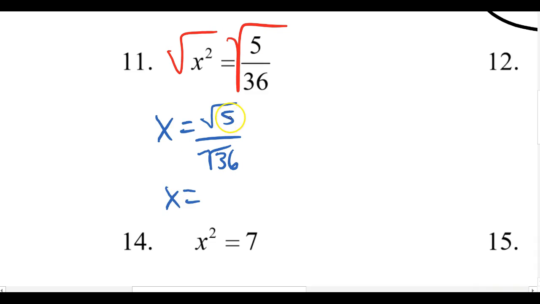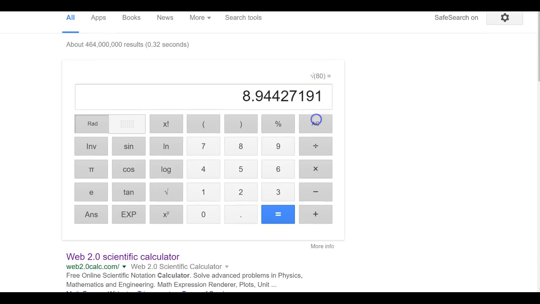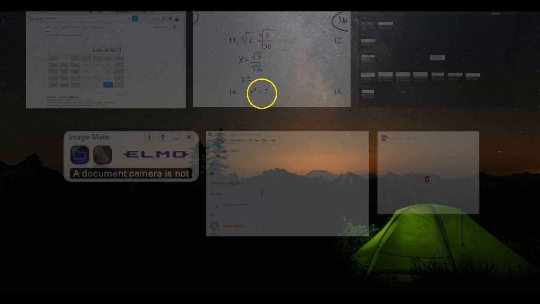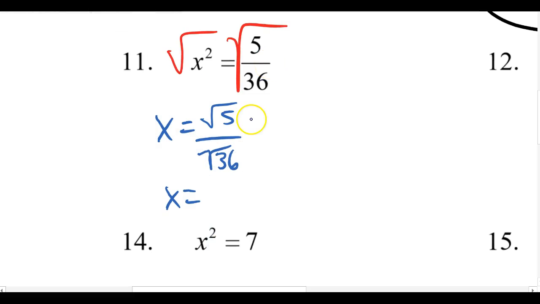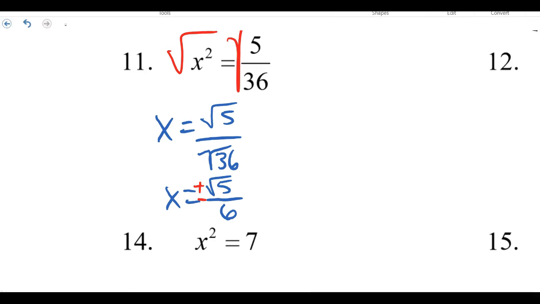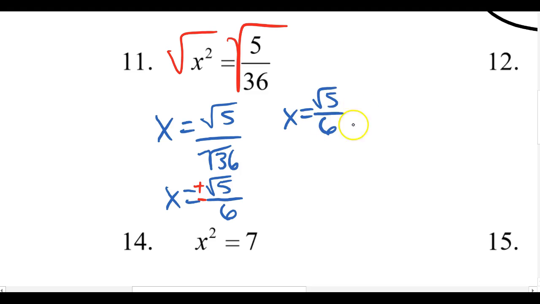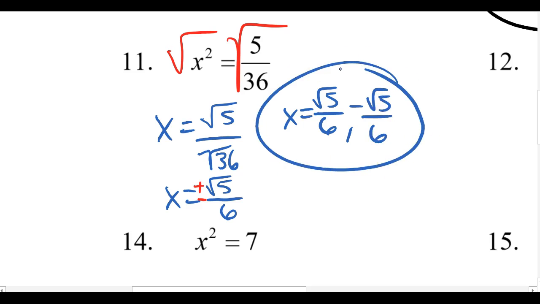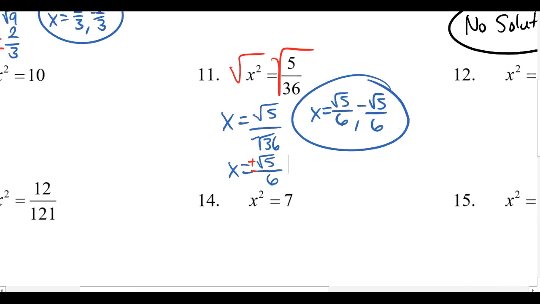Okay, so square root of 5. Do that on the calculator. Square root of 5 gives us a decimal answer. We don't want that. So what you're going to do is leave that 5 in the square root. And then the square root of 36 we know is 6. So you'll have a square root on the top. But again, remember that you can have plus and minus. So now our answer is x equals square root of 5 over 6, and then the negative square root of 5 over 6. Okay?